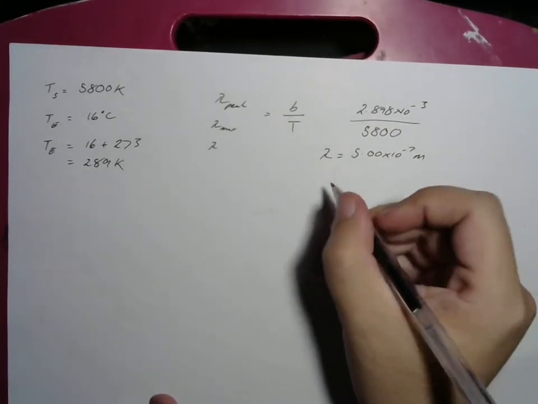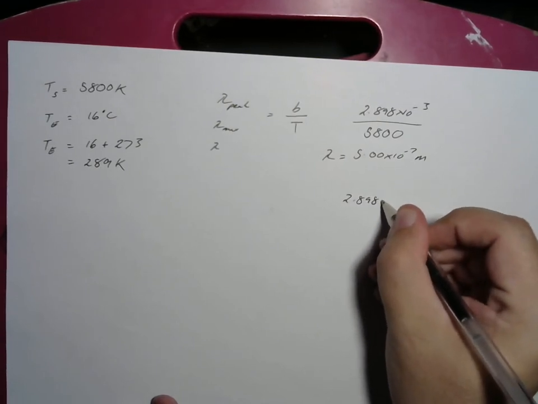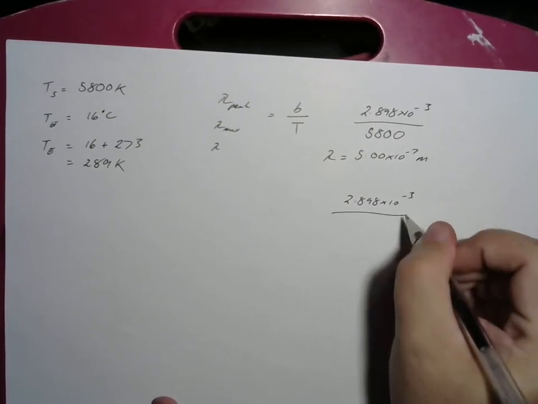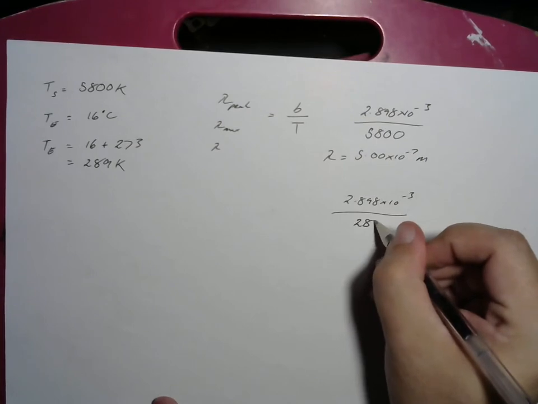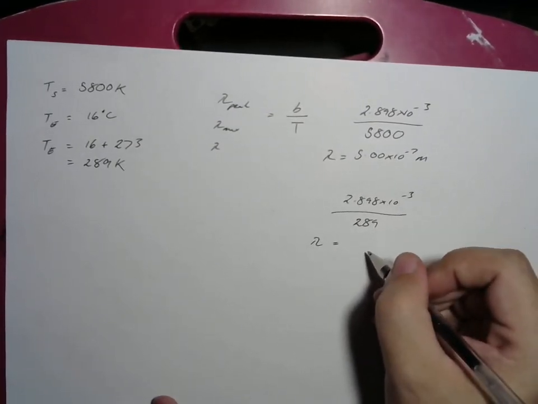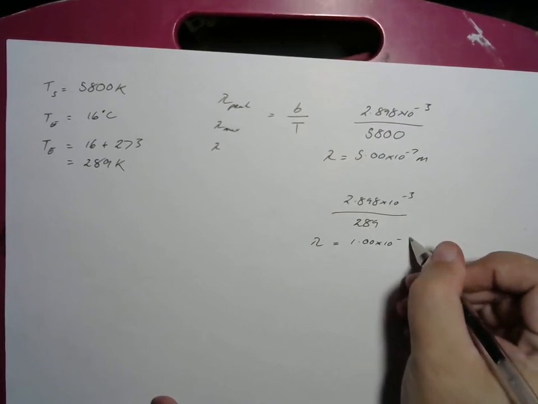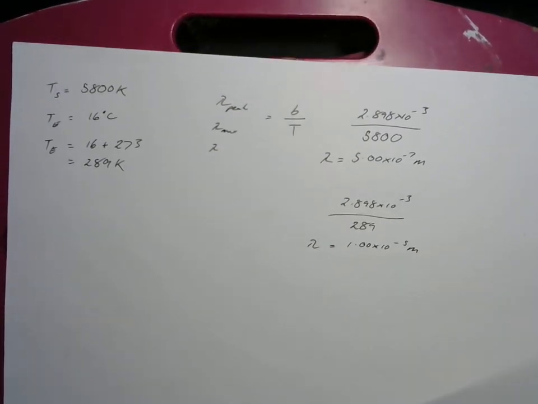We'll convert that in a second. And the other one we have: 2.898 times 10 to the negative 3 divided by 289, and so our wavelength will equal 1.00 times 10 to the negative 5 meters. So there's part A. That's all you have to do for part A.